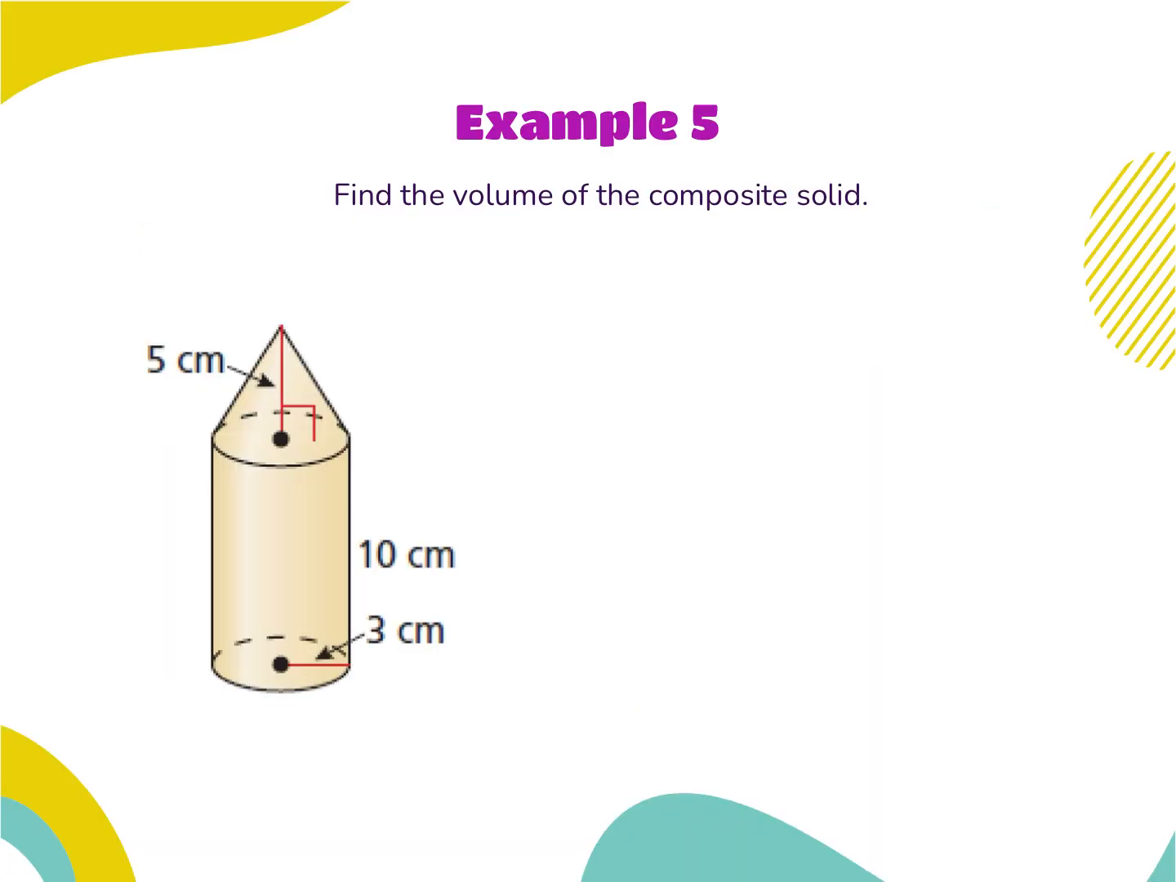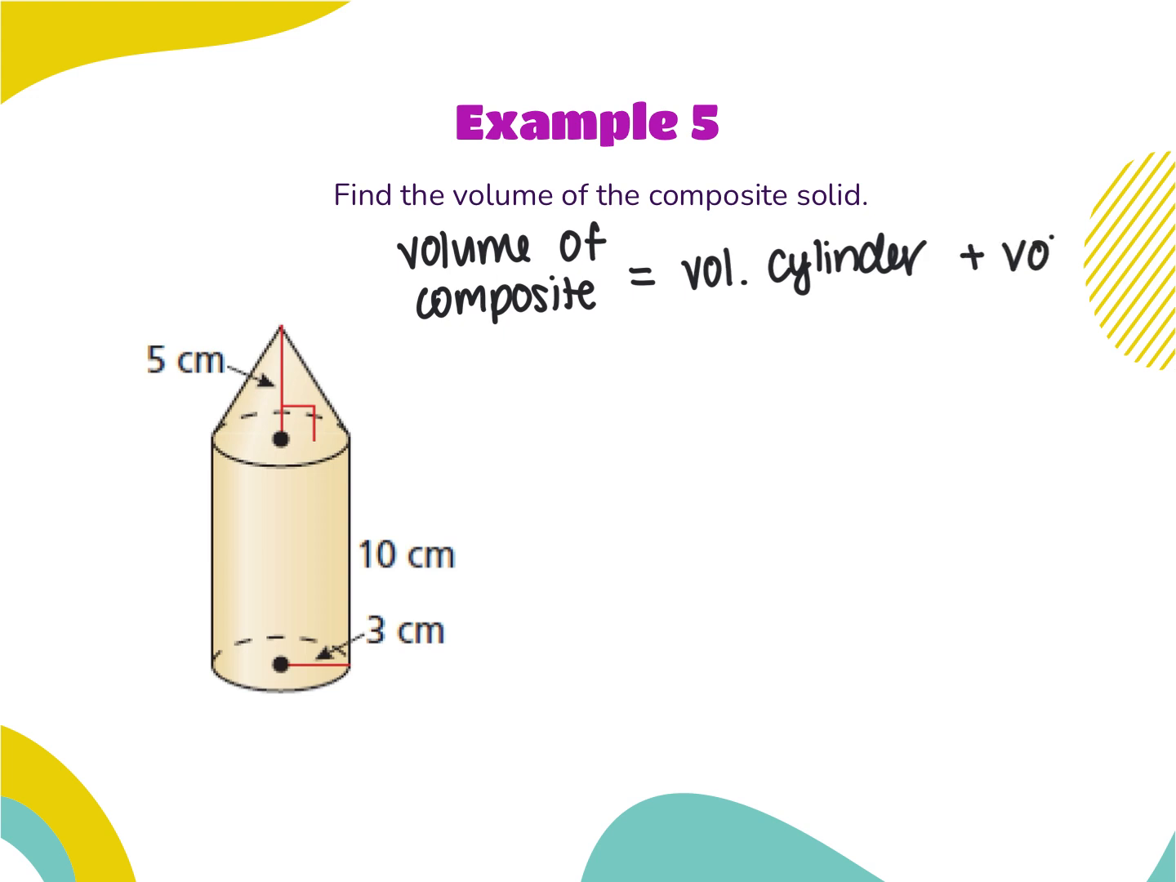All right, last example, it says find the volume of the composite solid. Keep in mind, this is made up of two shapes. What are my two shapes? In order for me to get the total volume, oops, I forgot my V, of a composite is going to equal, what two shapes do I have? A cone and a cylinder. So I'm going to do volume of my cylinder plus volume of my cone. That's how I'm finding the total.